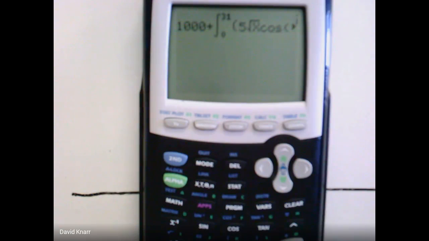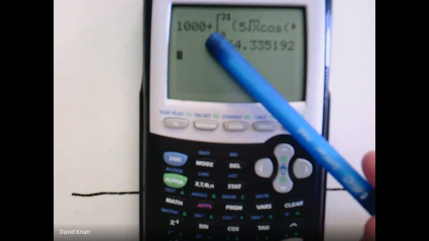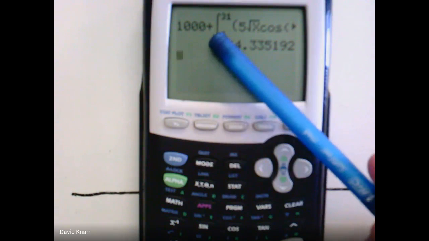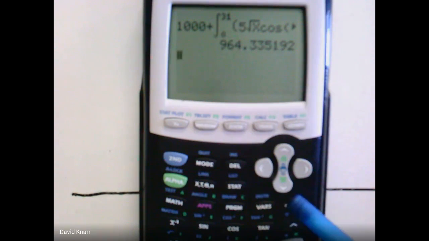And sometimes it takes a moment for the answer to load, for the calculator to go through the calculation. But momentarily we should get it. And there it is, 964.335, which we rounded to the whole number because they asked us to, and we got 964. Okay. When you type this into the calculator, I suggest you always put the 1,000 or the extra number before the integral, just so that you don't confuse the 1,000 with whether or not it belongs in the integral or not. All right.